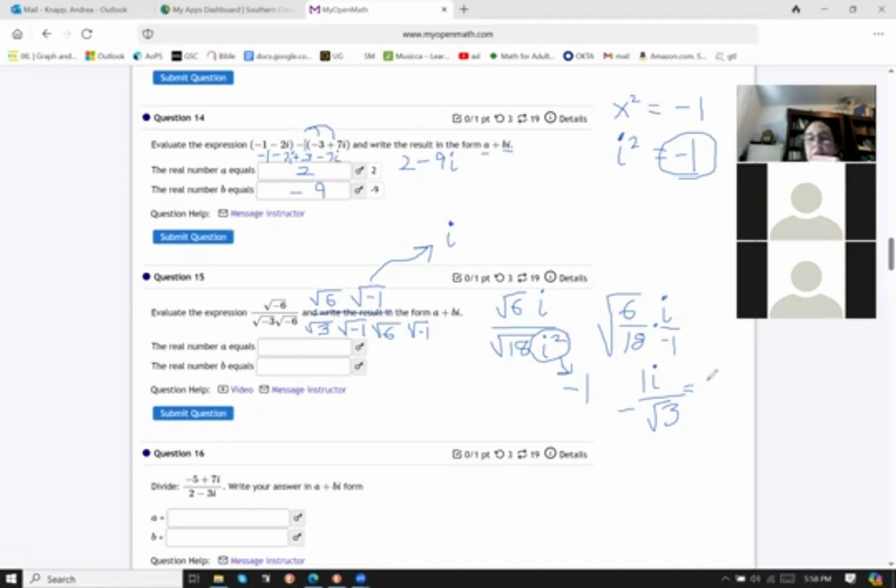Okay, so to put this in A plus BI form, we'll put 0 for our A value, minus 1 over root 3 times I. So our A value is 0. And our B value, the coefficient of the I, is -1/√3.